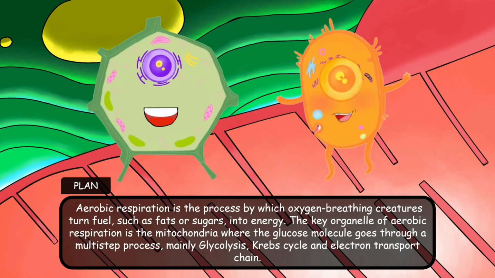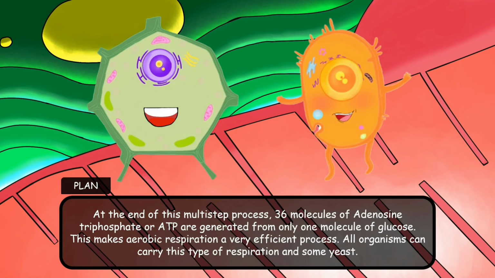What are they? Aerobic respiration is the process by which oxygen-breathing creatures turn fuel, such as fats or sugars, into energy. The key organelle of aerobic respiration is the mitochondria, where the glucose molecule goes through a multi-step process, mainly glycolysis, Krebs cycle, and electron transport chain. At the end of this multi-step process, 36 molecules of adenosine triphosphate, or ATP, are generated from only one molecule of glucose. This makes aerobic respiration a very efficient process. All organisms can carry out this type of respiration, and some yeast.